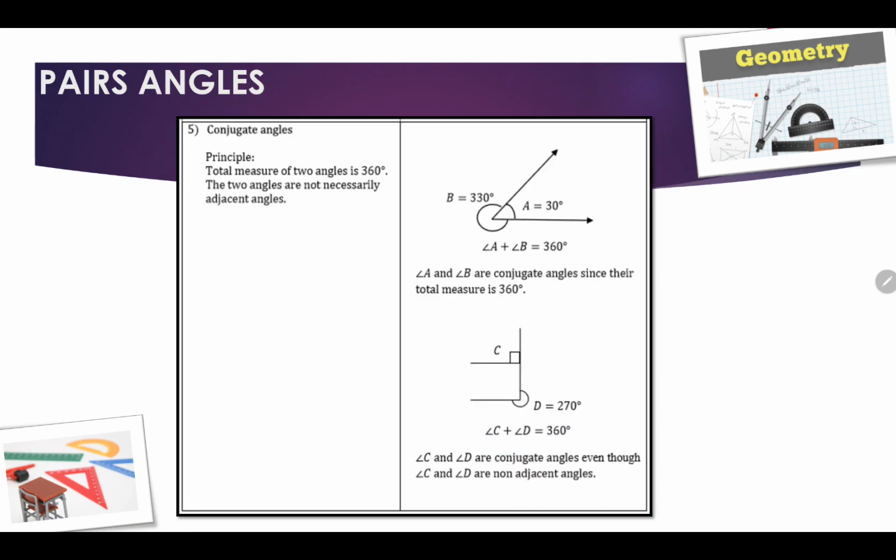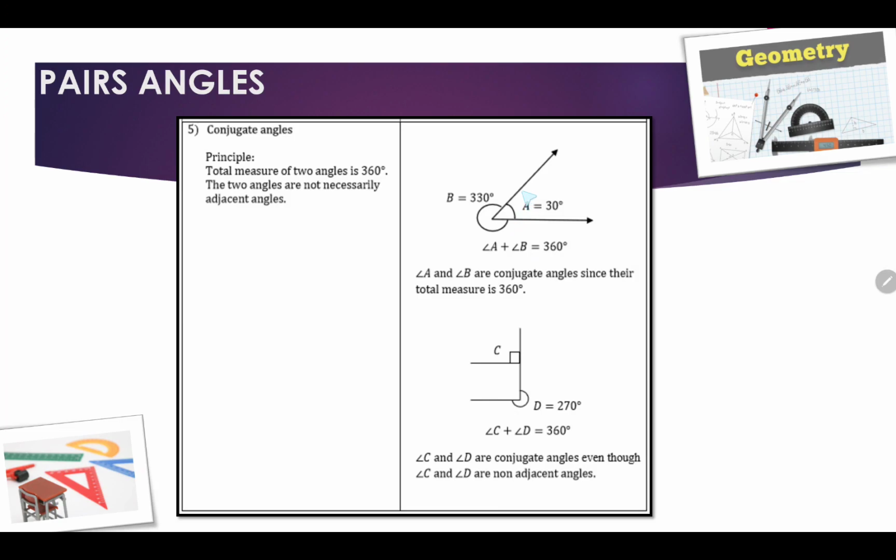Number 5, conjugate angles. Okay, so the total measure of two angles is 360. Sama juga dengan sebelum tadi, the two angles are not necessarily adjacent angles. So here we have angle A 30 degrees and also angle B 330 degrees. So the total measurement of these two angles is 360. So we can call these two angles conjugate angles.